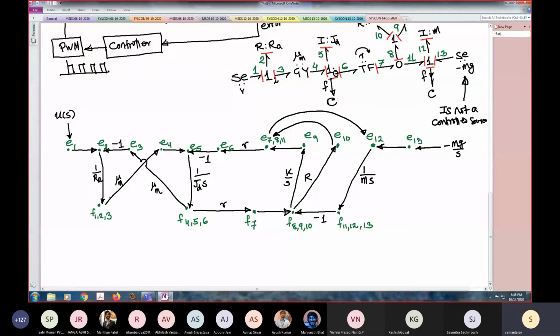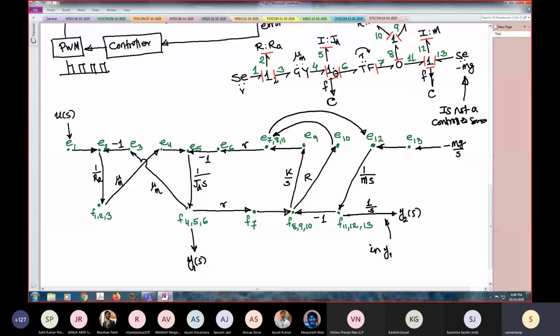So we have some outputs. Where are our outputs? We want measurement of flow at junction 4, 5, 6. That is angular velocity. So from here, I will take an output, let's call it Y1S. And we require flow from this 11, 12, 13. That is velocity of the mass. But we are sensing the position. So this is velocity. To sense the position, I will integrate it, 1 by S. This will be Y2S.